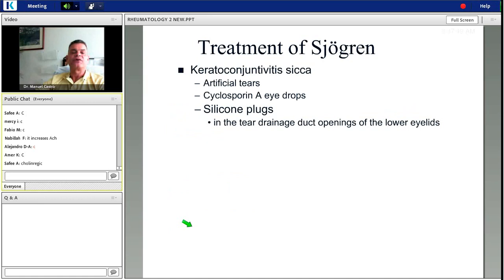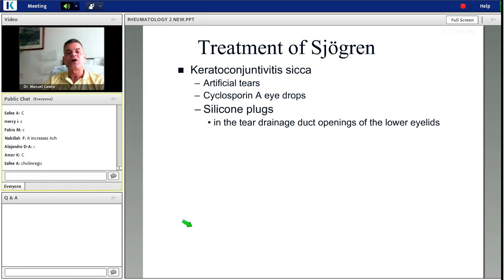So let's talk a little bit about the actual treatment of Sjogren's disease, okay? It used to be that with Sjogren's, we didn't have much that we could offer the patient other than artificial tears and artificial saliva. Now we've come up with a couple of other things, right? For keratoconjunctivitis sicca, which is basically the dry eye condition of these patients, we can still use artificial tears.